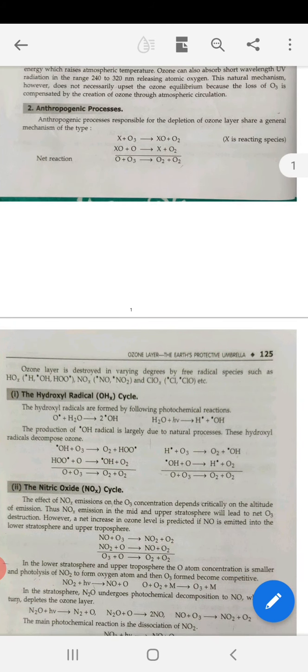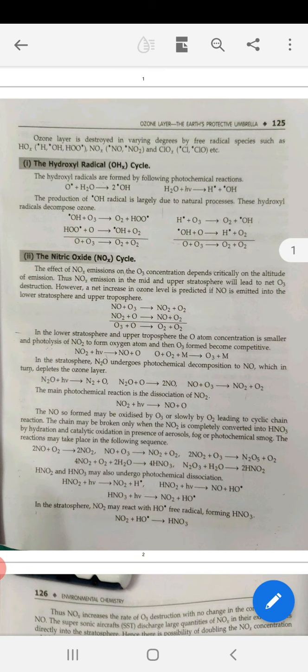The hydroxyl radicals are formed by the following photochemical reactions. First, an oxygen free radical reacts with a water molecule to form two OH free radicals. Similarly, water absorbs one quantum of radiation and is converted into H free radical and OH free radical. The production of OH free radical is largely due to natural processes. These hydroxyl radicals decompose ozone.